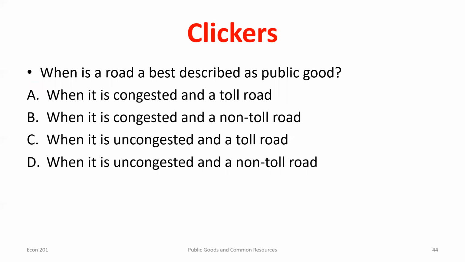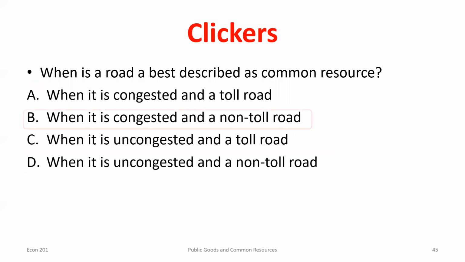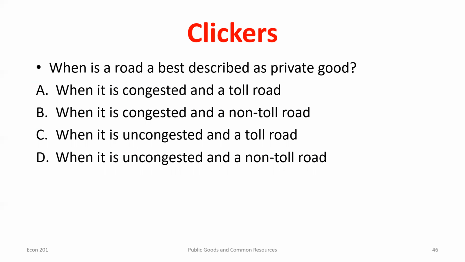I didn't do one here, but we had one category we didn't go over, which was natural monopolies. These were excludable and non-rival. So if I'm thinking about these roads, how could it be excludable and non-rival? What would make it excludable? You've got to pay for it. So it would have to be a toll road. And how could it be non-rival? It wouldn't be very congested.